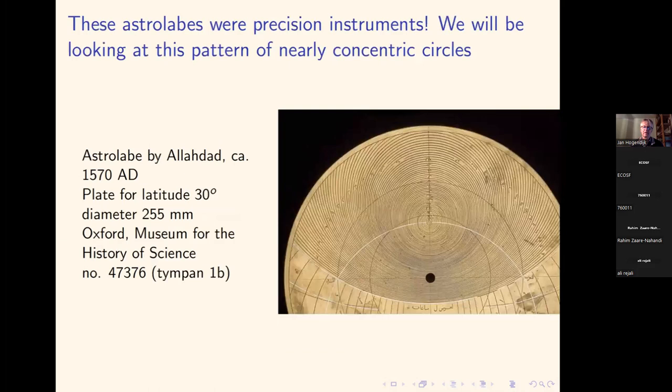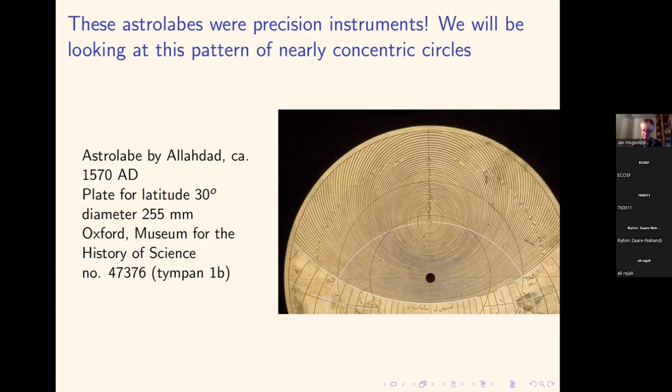The astrolabes were precision instruments, and you can see that because this is a photo of one of the parts of Al Ahdad's astrolabe, and you see a pattern of circles here, but the circles are not really concentric, and you can see that because the spaces between the individual circles here are bigger than the circles here. So something very complicated is going on here, which we will discuss in more detail in a few minutes.